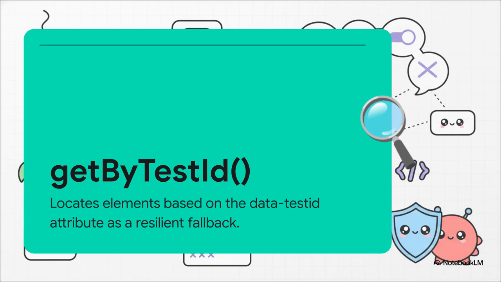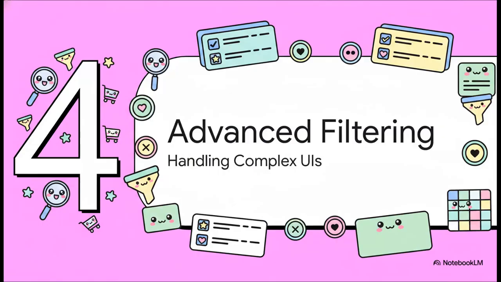You can even customize the attribute name in your config using selectors.setTestID attribute. Just remember, it is technically a fallback because it's not actually simulating a user's perception of the page. Let's move on and see how this builds into Chapter 4, Advanced Filtering in Lists.